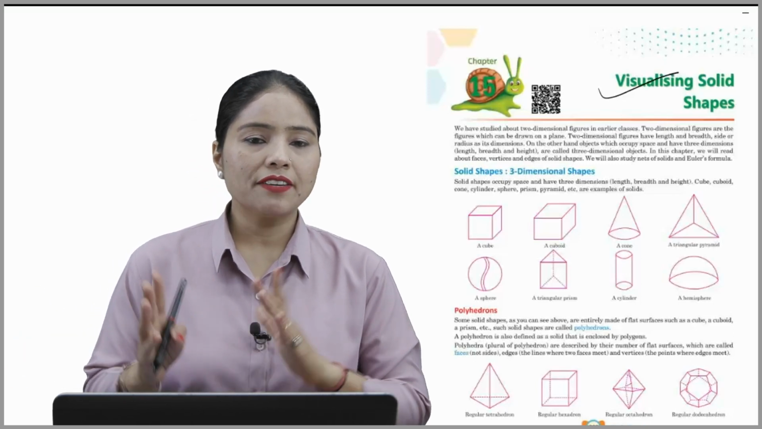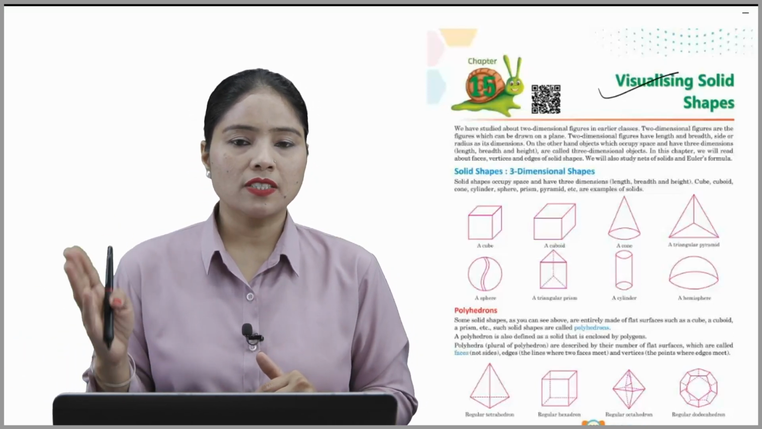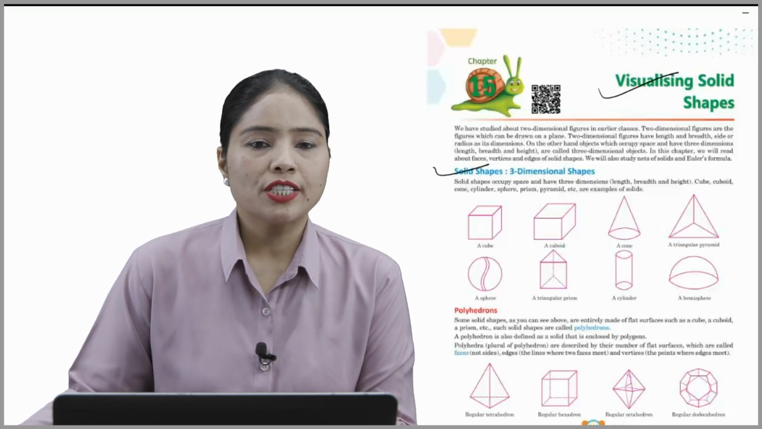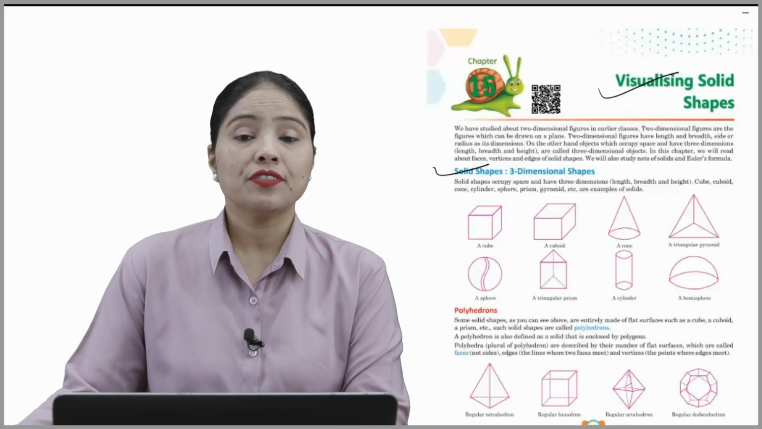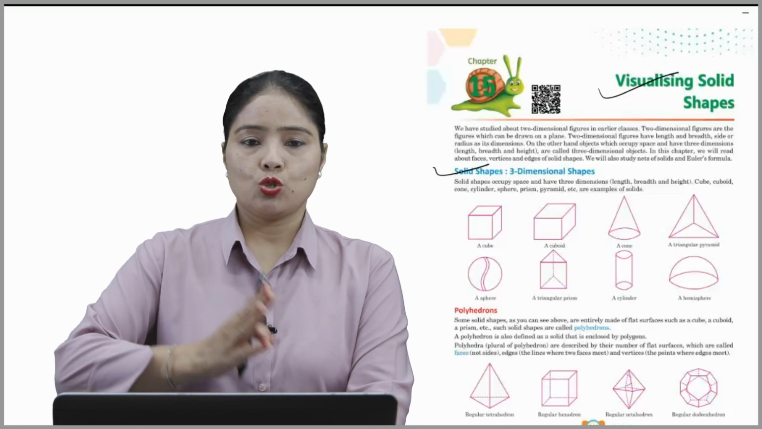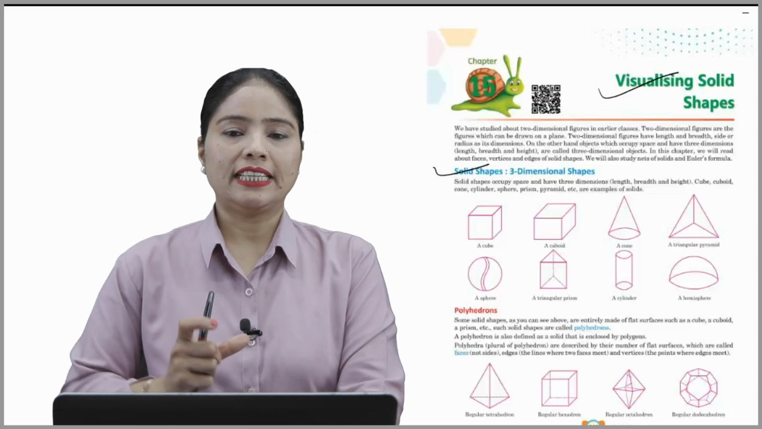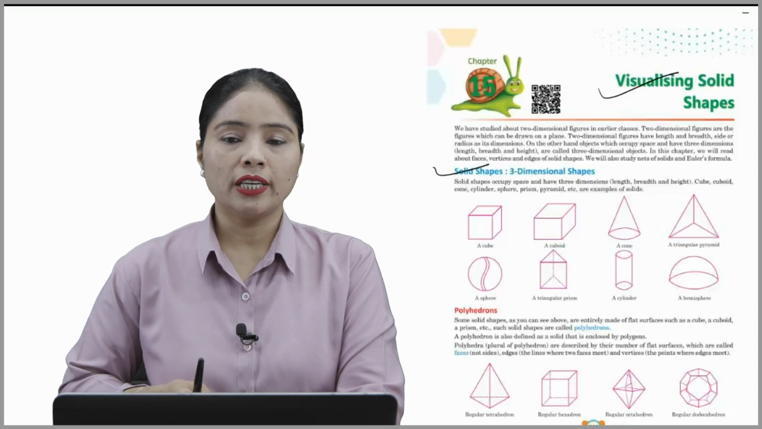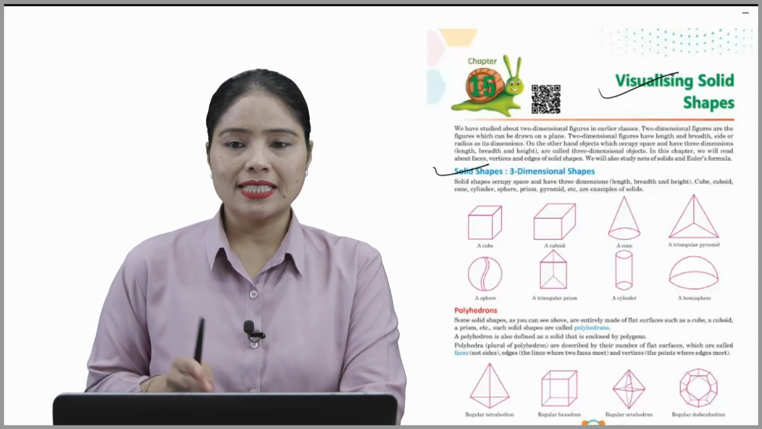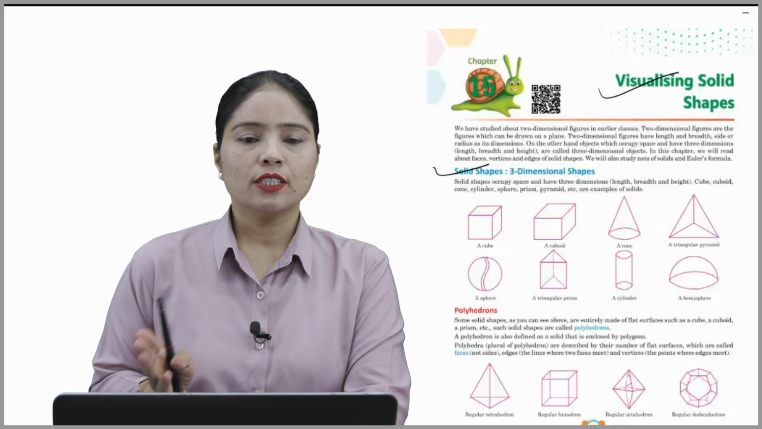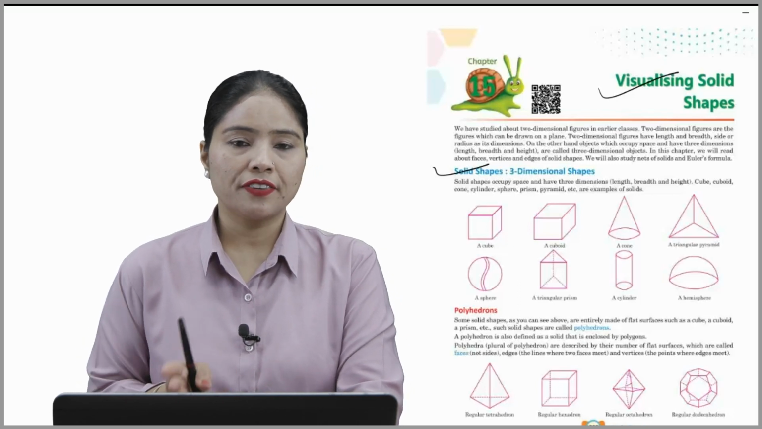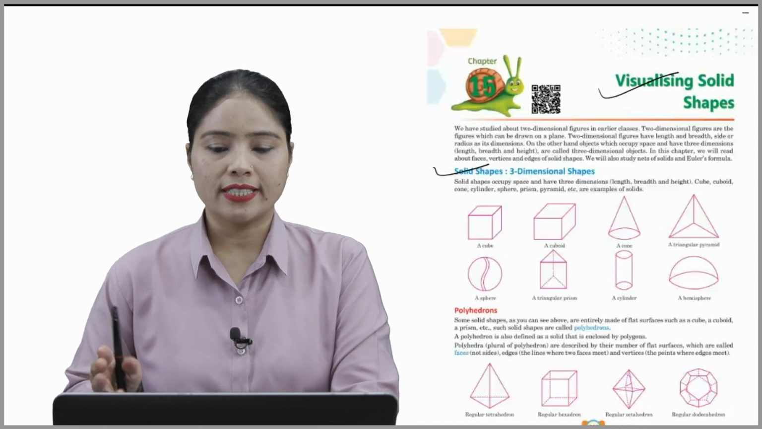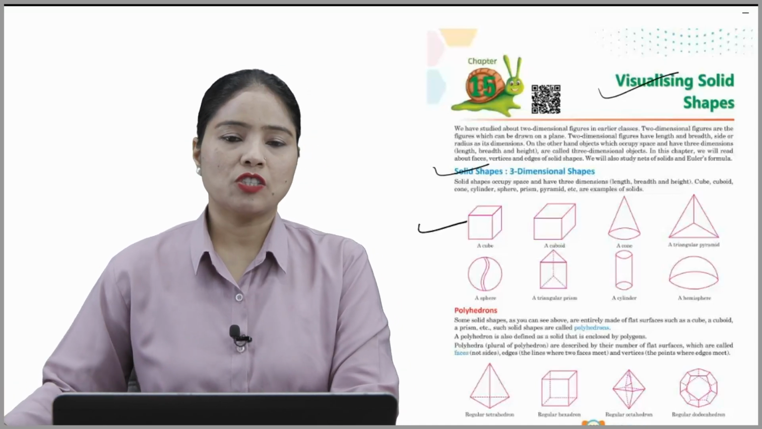Okay, so let's start with solid shapes, that means three-dimensional shapes. Solid shapes occupy space and have three dimensions. Okay, so जो solid shapes होती है वो space लेती है और उसके three dimensions होते हैं. That means length होती है, breadth होते हैं और height भी होती है. Just like cube, cuboid, cone, cylinder, sphere, prisms, pyramid, etc. are examples of solids. Okay, so these are the pictures.